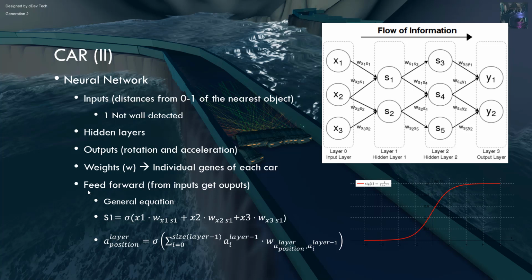The main reason we do the neural networks is because then we will apply the feed-forward function that from the inputs and the genes will give the outputs. For example, the S1 that is here will need to multiply the X1 with this weight, add this to X2 with this weight, and add finally this to this weight.